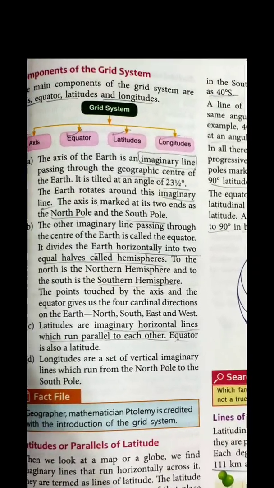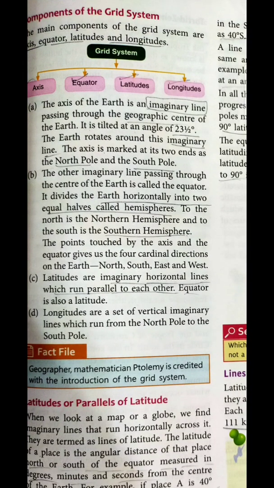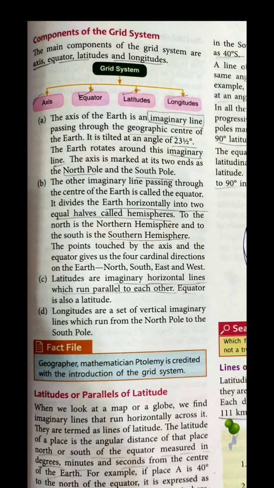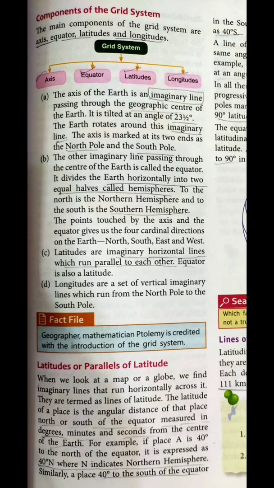Further, the components of the grid system are given. We are all aware of what the grid system is. The horizontal and vertical lines forming a pattern on the globe represent the grid system. So what are the main components of the grid system? There are mainly four. The first one is the axis, the second one is the equator, the third one is latitude, and the fourth one is longitude.